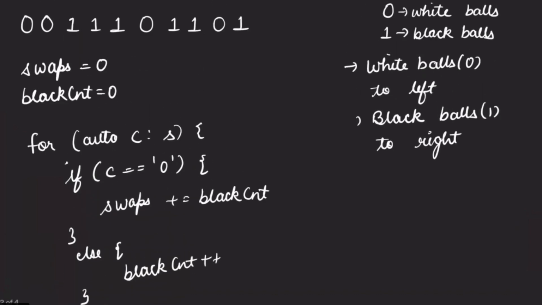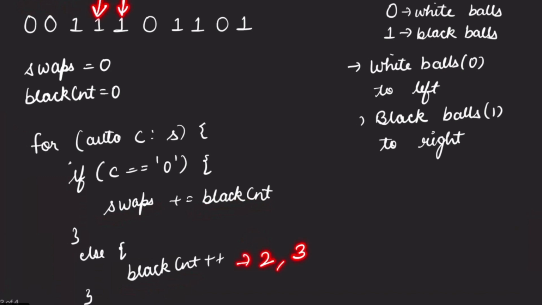And at the end, we can return our swaps, right? So if you see here, when you will be at this white ball, your black count will be 0. So in swaps, 0 will be added. Then when you will be at this 0, then also black count is 0. So in the swaps, 0 will be added. Then for this one, your black count will be incremented by 1. Then for this one, your black count will become 2. For this one, it will become 3. Then when it will come at this 0, then in your swaps, black count will be added, which is 3.